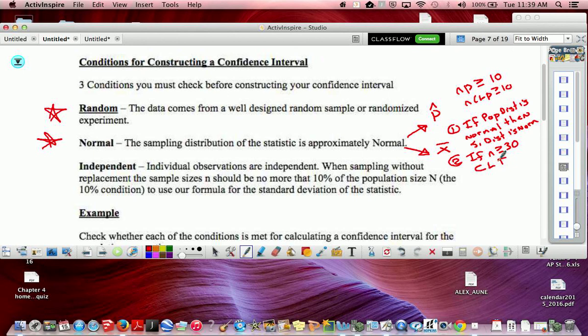Then the last part is independent. Each observation must be independent, meaning one doesn't impact the other. In the independence, you also should show that the population is greater than or equal to 10 times your sample, especially when you're sampling without replacement, so that the standard deviation can be used.